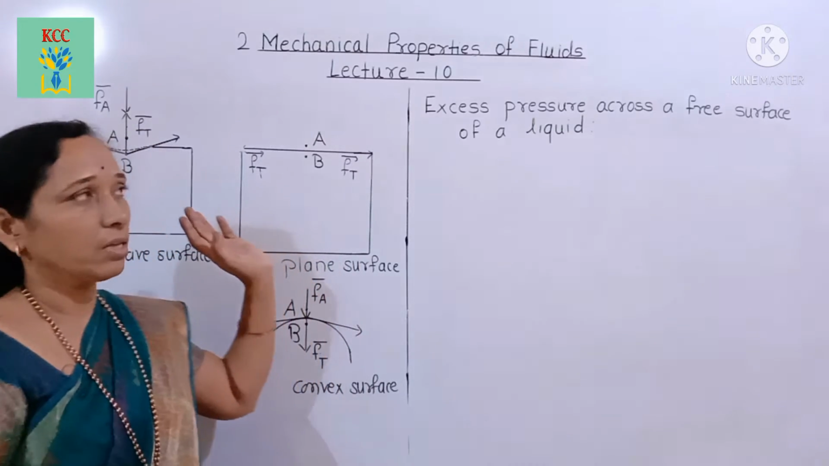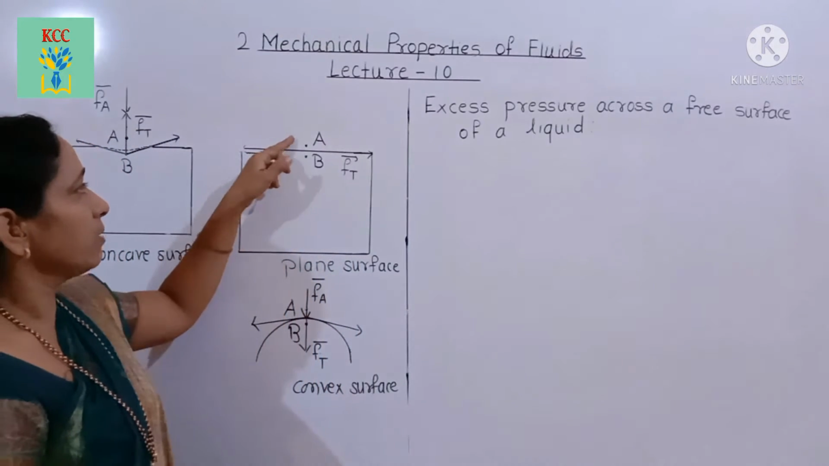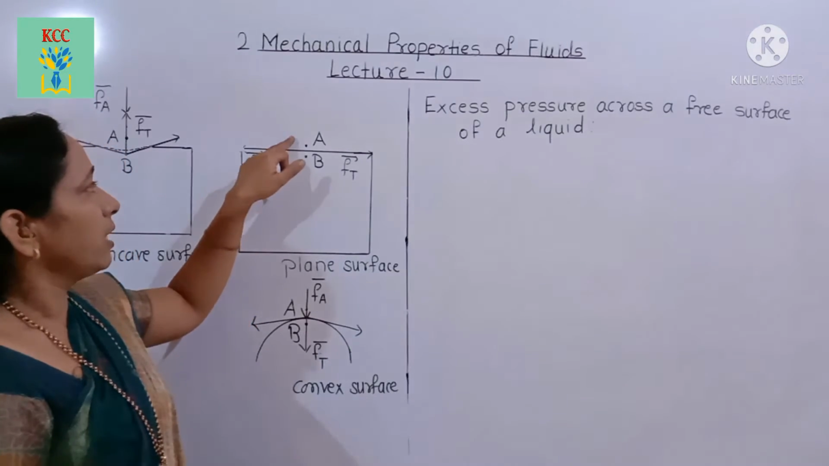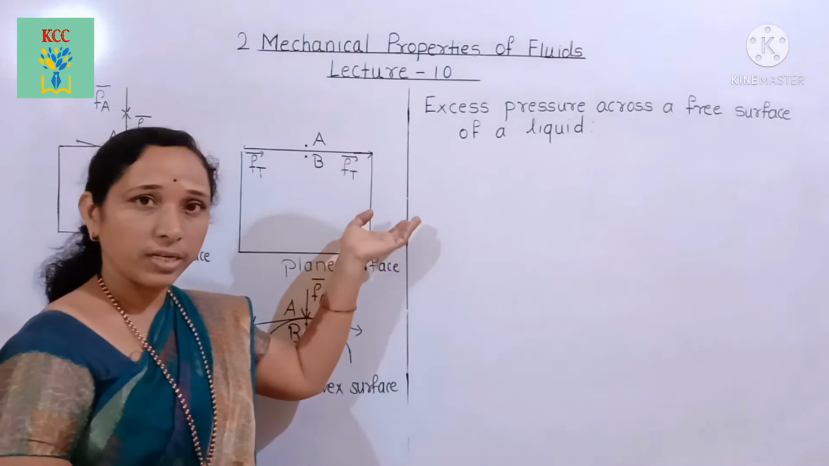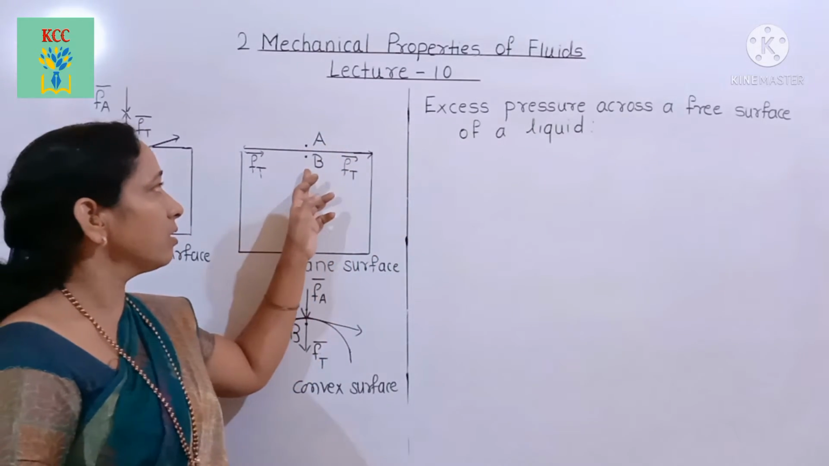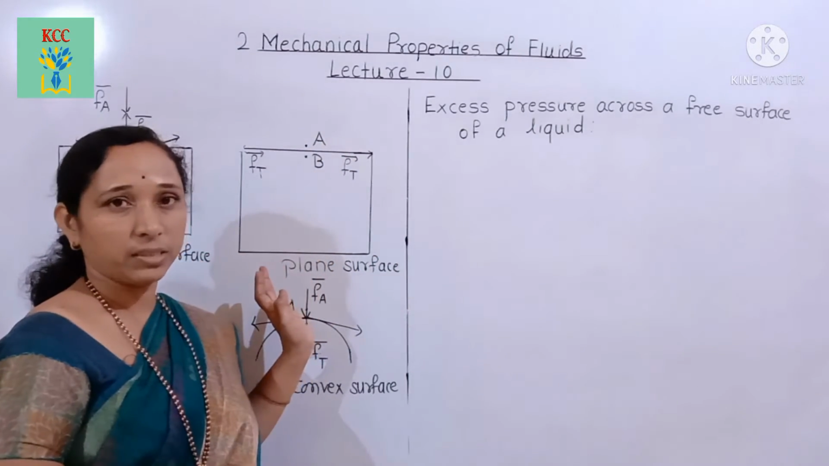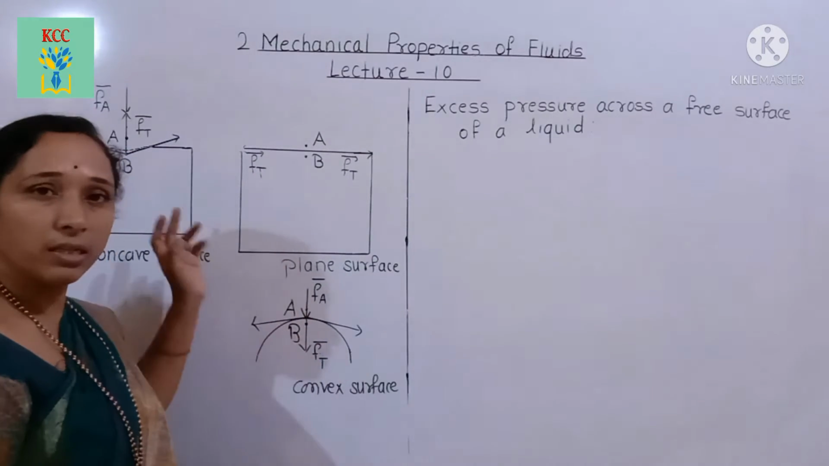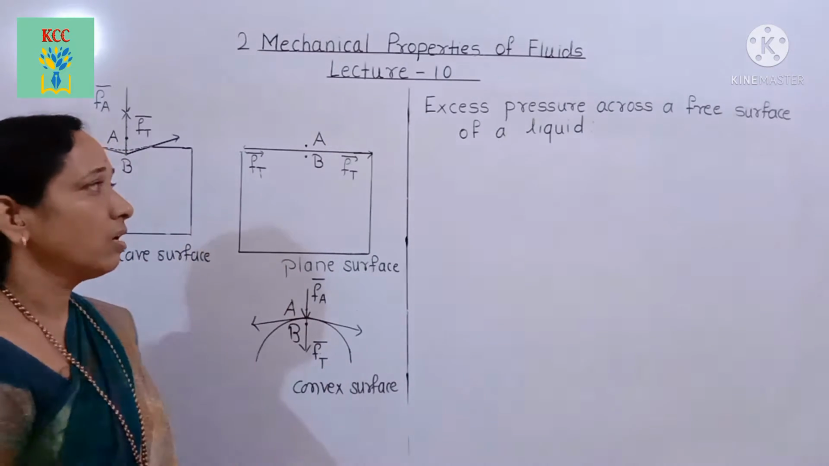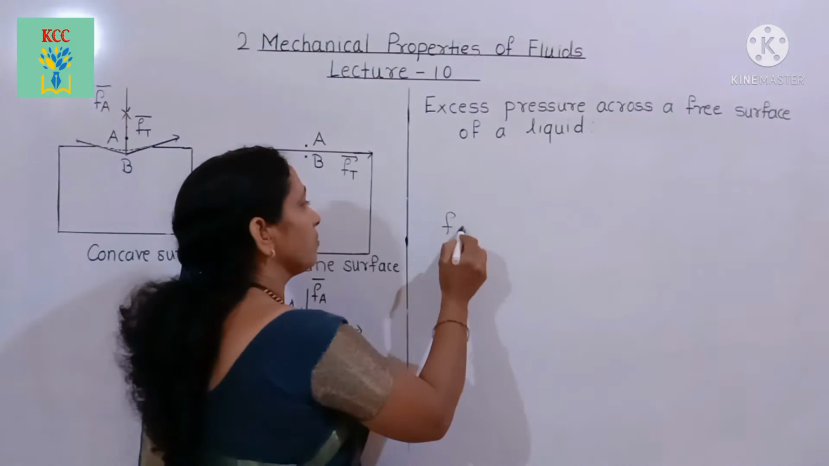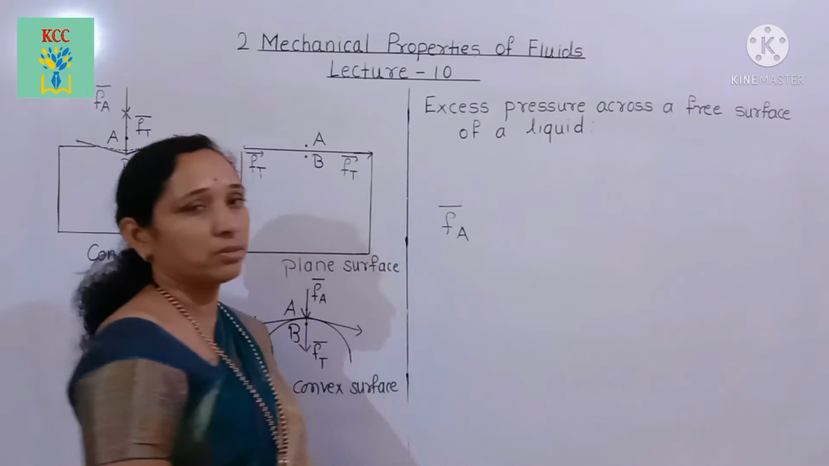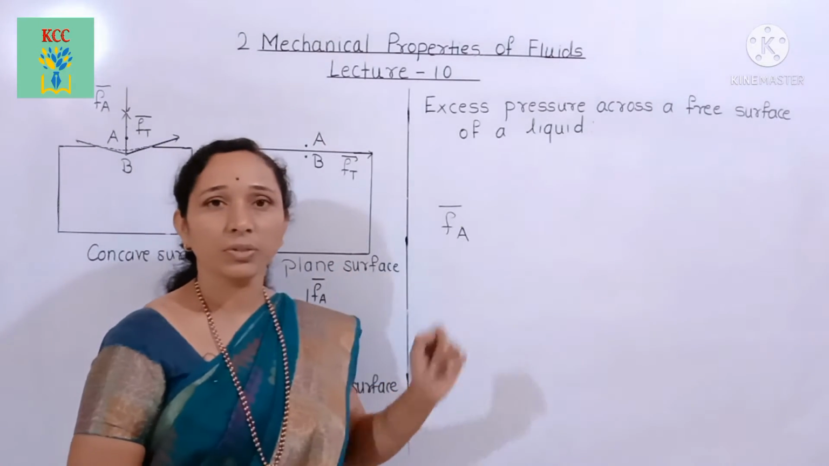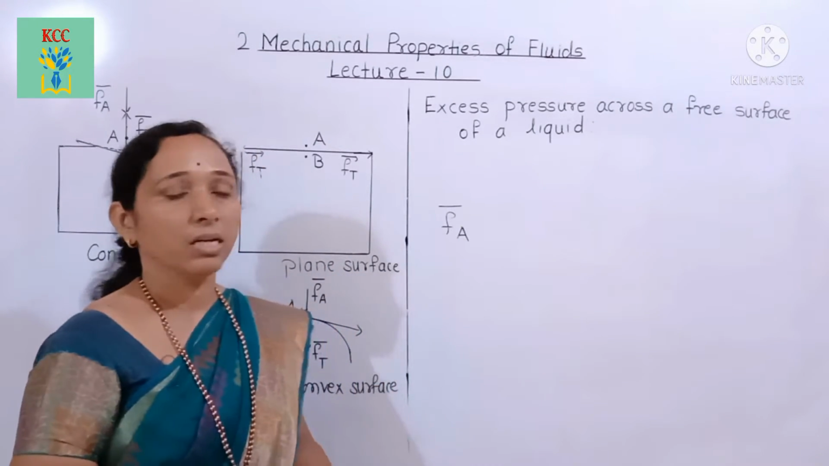We have to find the excess pressure at a point B. Suppose A and B are two molecules. A is just above the liquid surface and B is just below the liquid surface. And these are the three different liquid surfaces. Now suppose Fa bar is the force acting on a molecule due to the atmospheric pressure.